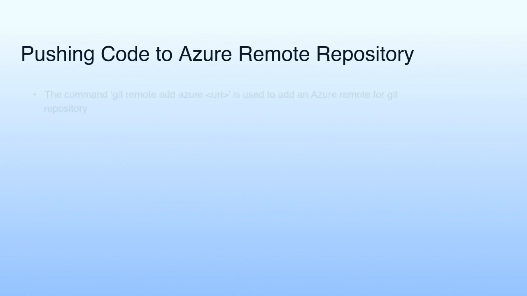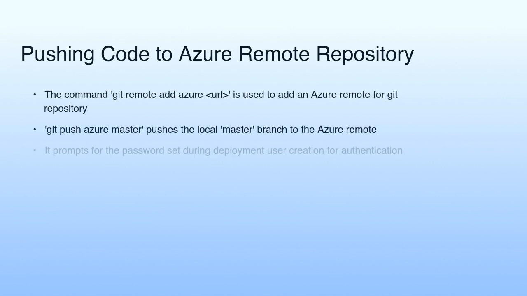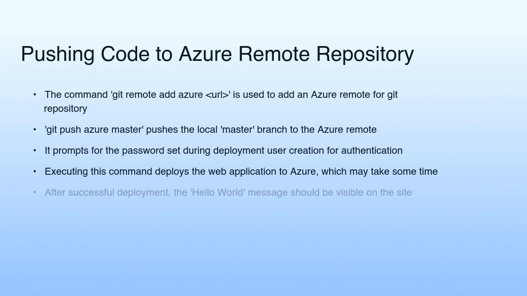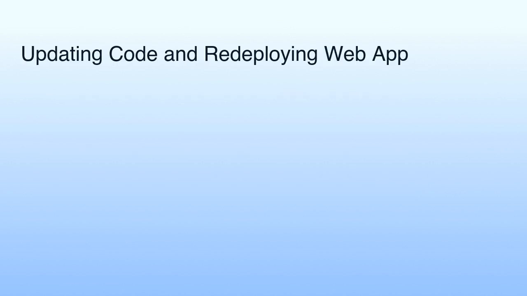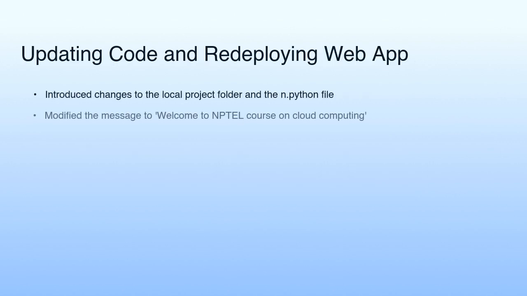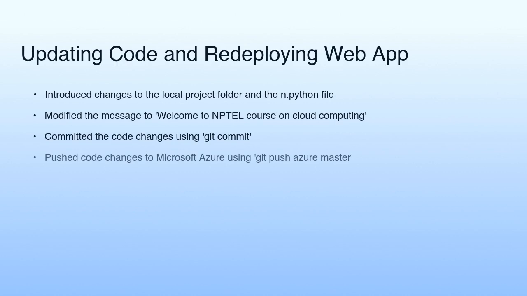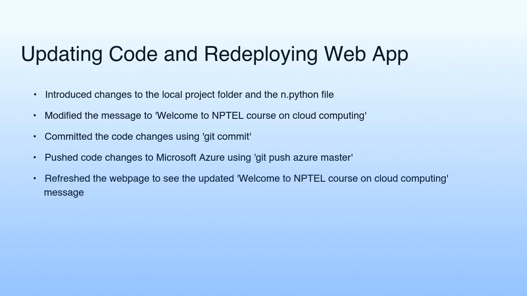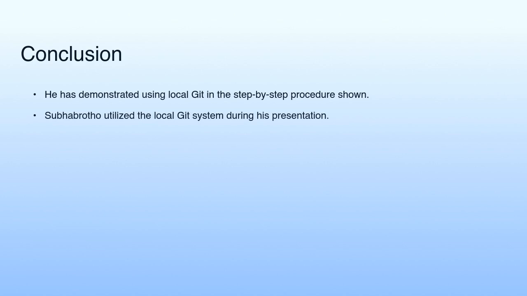To enable continuous deployment, we will configure local Git deployment for our app service. This allows us to push updates directly from our local repository to Azure. With Git deployment set up, we can add the Azure remote to our local repository using git remote add Azure and then push our master branch to Azure with git push Azure master. After authentication, our web application will be deployed to Azure.